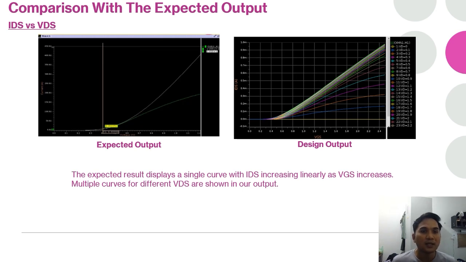And this is the IDS versus VGS. It's very clear that our design output also has more curves than the expected output. The IDS increases linearly as VGS increases. Multiple curves for different VDS are shown in our output.